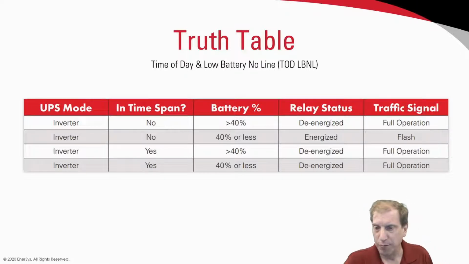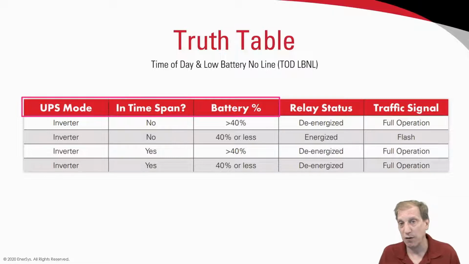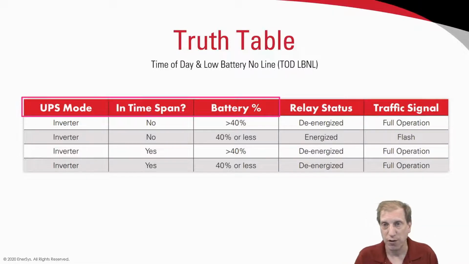So on the top here, I've got UPS mode, in time span, and battery percent. Those are basically my variables. The time span one actually has two of them because I'm looking at morning rush and evening rush, but basically, am I in a time span or not?